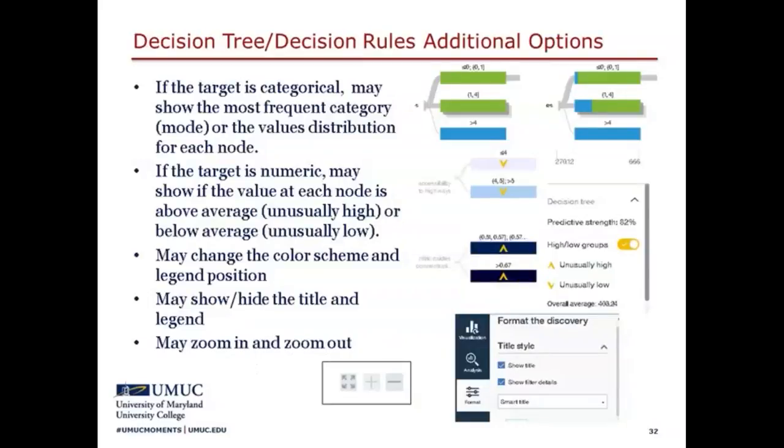This shows you additional options, like you can change the colors. Oh, and for the numeric variables, for each node you have an option to show if the value is above average or below average. You can show if the average value is above the overall average or below the overall average, right? So basically, if you're looking at the house value, you want to look at the houses that fall into this leaf node if their price is above the overall house price.